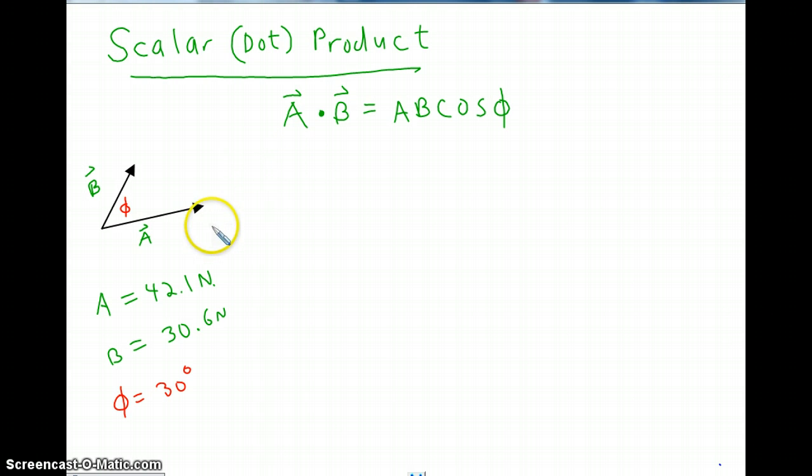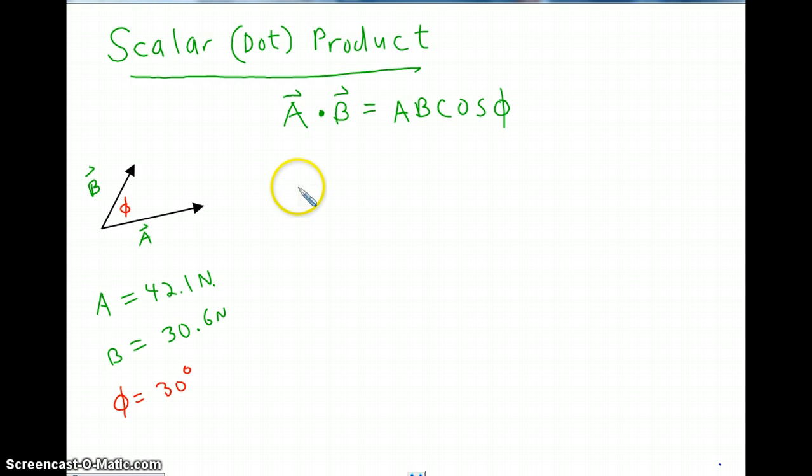But let's first look at this diagram. Notice it's not head to tail because we only use head to tail for addition of vectors. So we have two vectors, in this case vector A and vector B, with an angle phi in between them. And I listed just some numbers to use as an example for the magnitudes of vector A, B, and the angle phi between them.